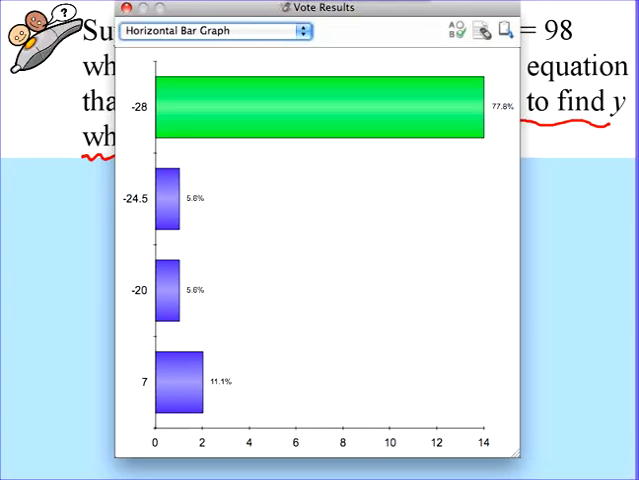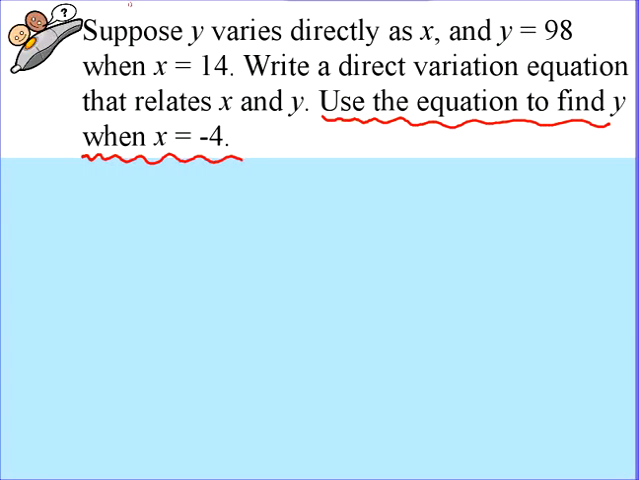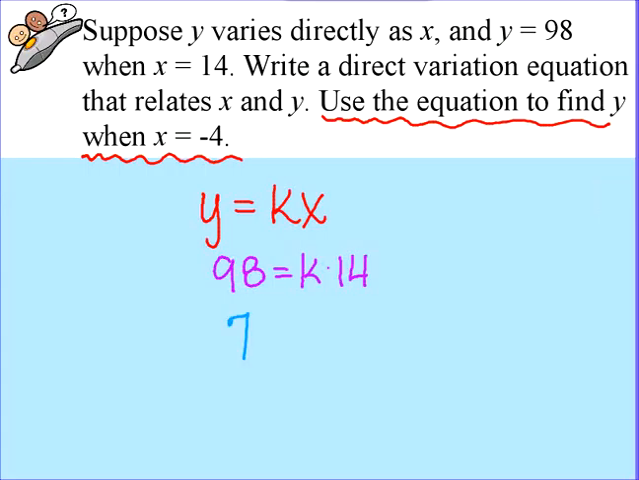Okay, let's see what we got. Yeah, x equals -28. Nice job. So real quick, remember, whenever you see y varies directly as x, that's where you start. Next thing you should have started is by plugging 98 in for y, and then 14 in for x. When you solve that, you end up getting k to equal 7. So your new equation is y equals 7 times x.